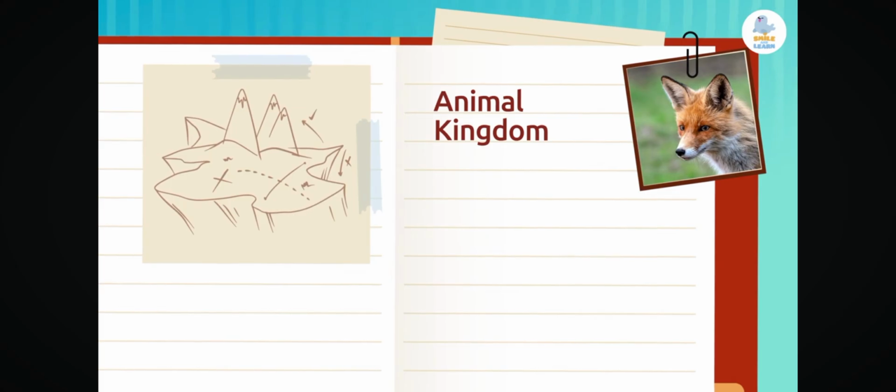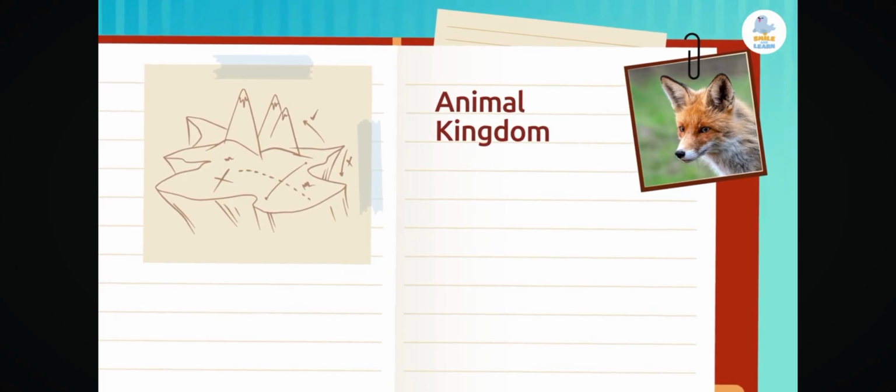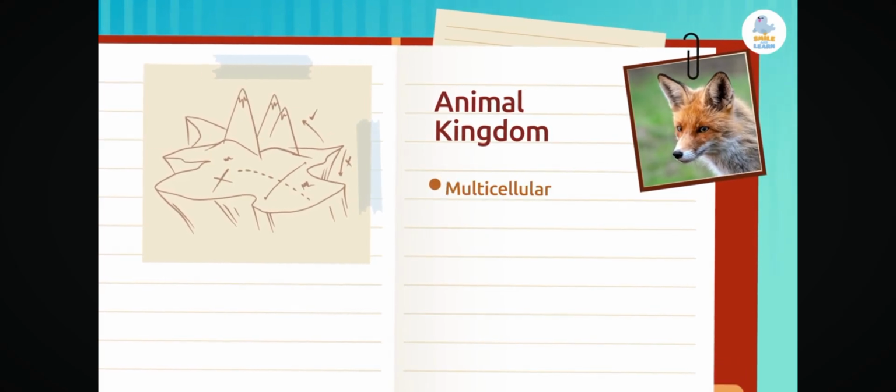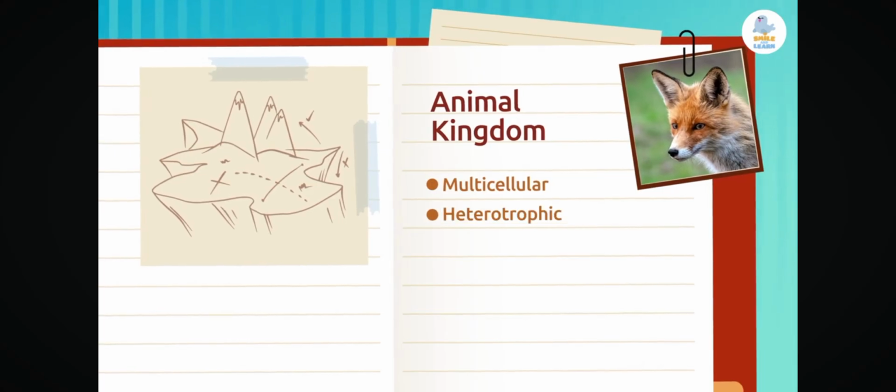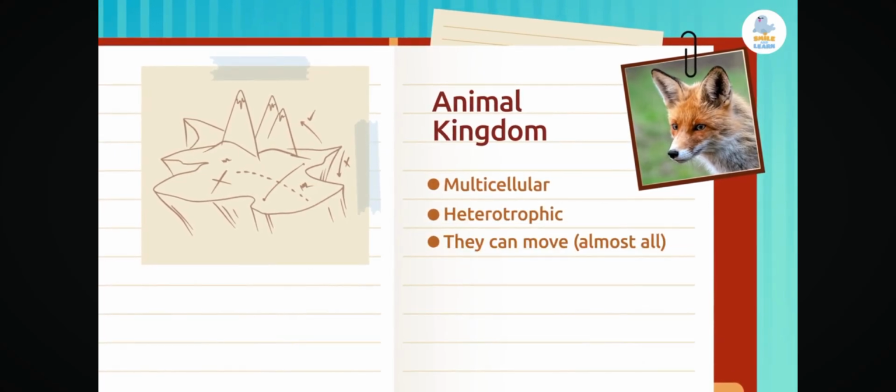So, the characteristics of the animal kingdom are the following. They're multicellular, heterotrophic, and most of them can move on their own.